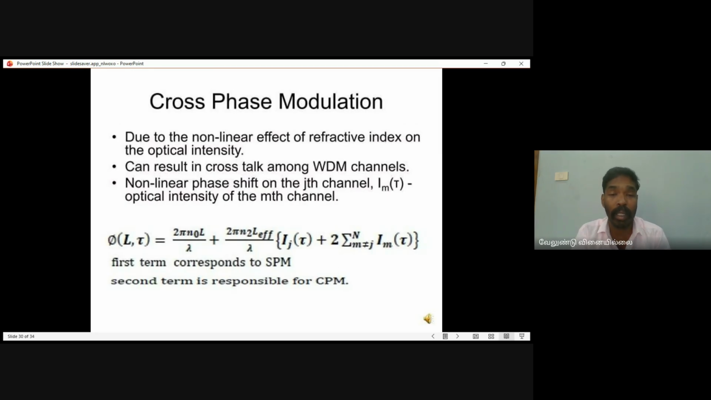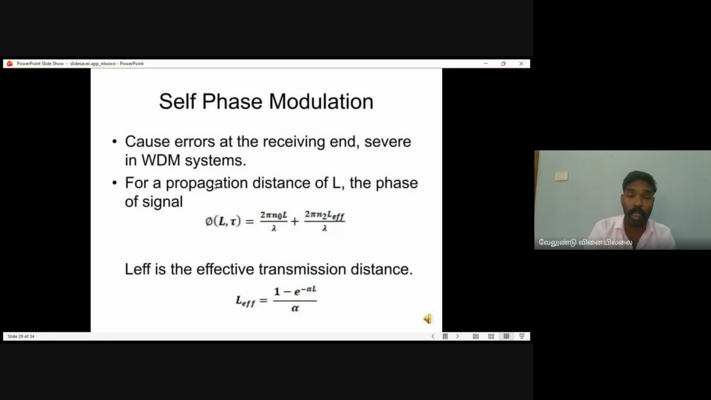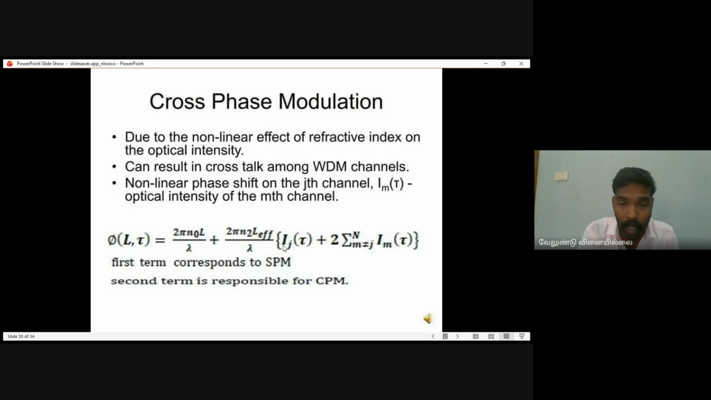So which is given by the formula here. The formula is completely compared to the previous formula. You can see only these two things are available. But here the same formula with Ij of tau plus this function is given. This Im is known as the optical intensity of the mth channel. What is I? I represents the optical intensity of the M channel, J means the J channel. Clear?